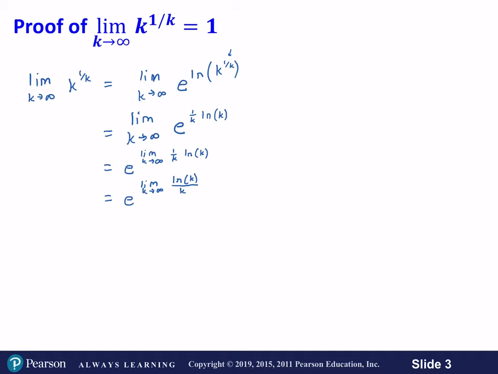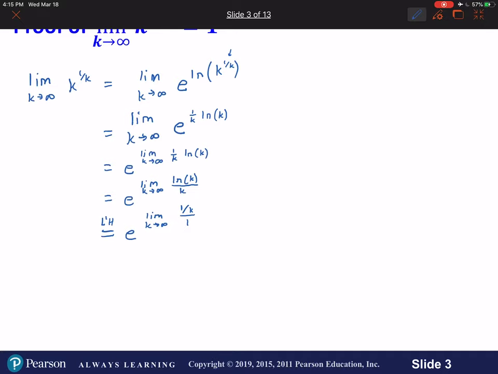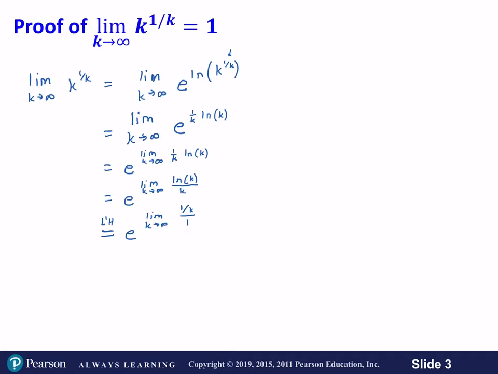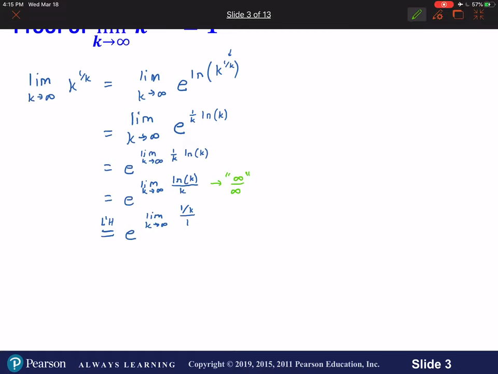All right, so now here's the question. What is the limit as k approaches infinity of the natural log of k divided by k? Well, we could use L'Hopital's rule here. This is what we did in Calc 1. The derivative of the numerator is 1 over k. The derivative of the denominator is 1. One thing I should mention, the reason we're able to use L'Hopital's rule is because this yielded the indeterminate form of infinity over infinity. And so L'Hopital's rule is indeed applicable.